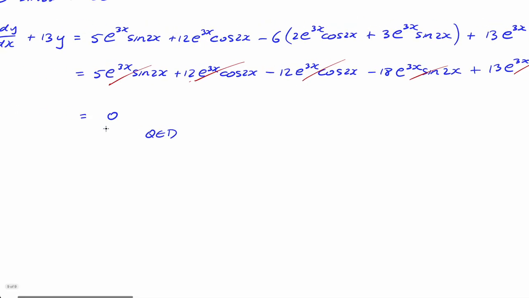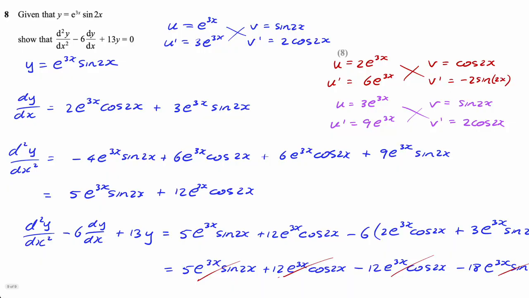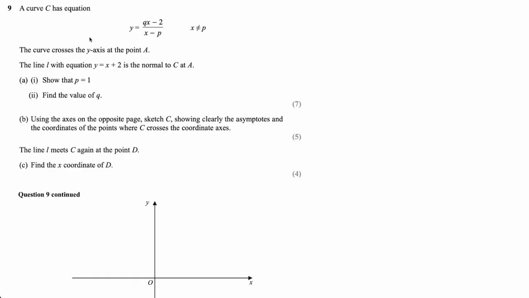Okay, that, guys, is question 8. A curve has this equation. The curve crosses the y-axis at the point A. The line L with equation this is normal to the curve. Show that p is equal to 1.